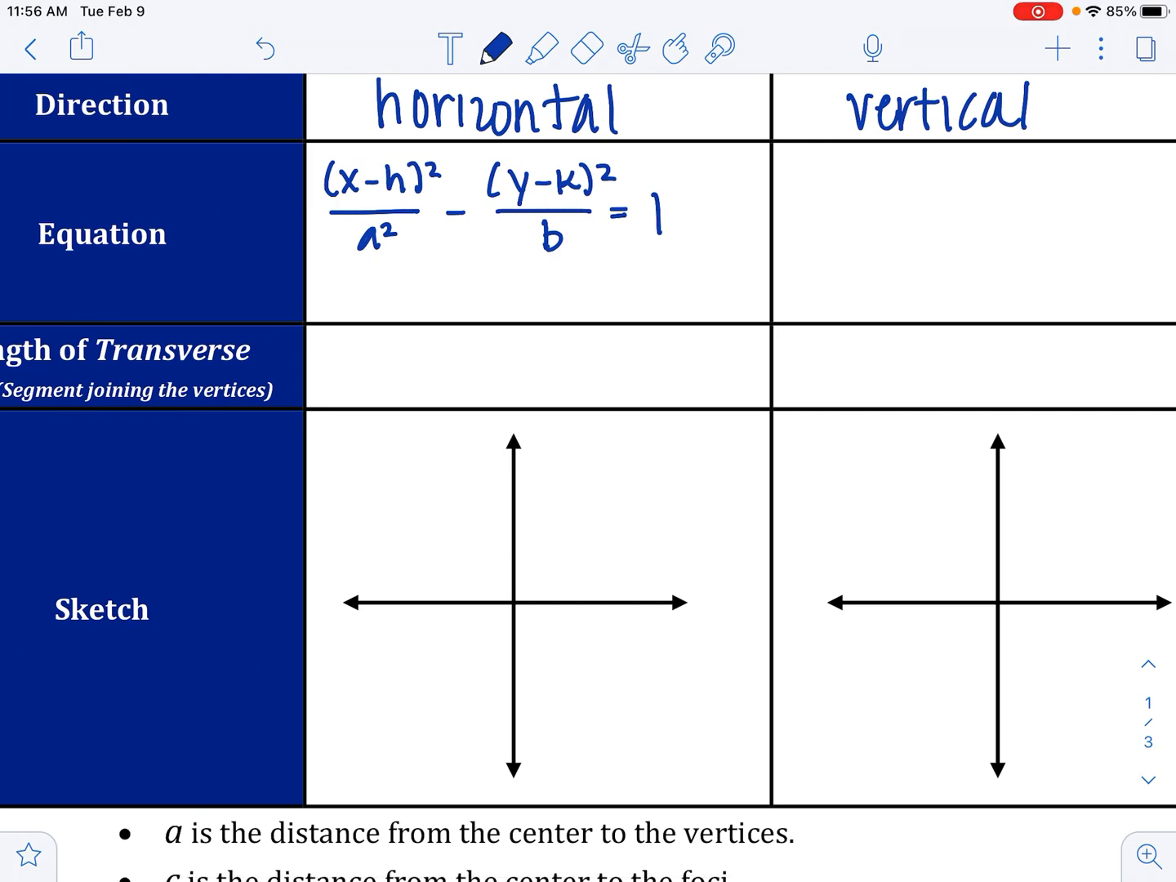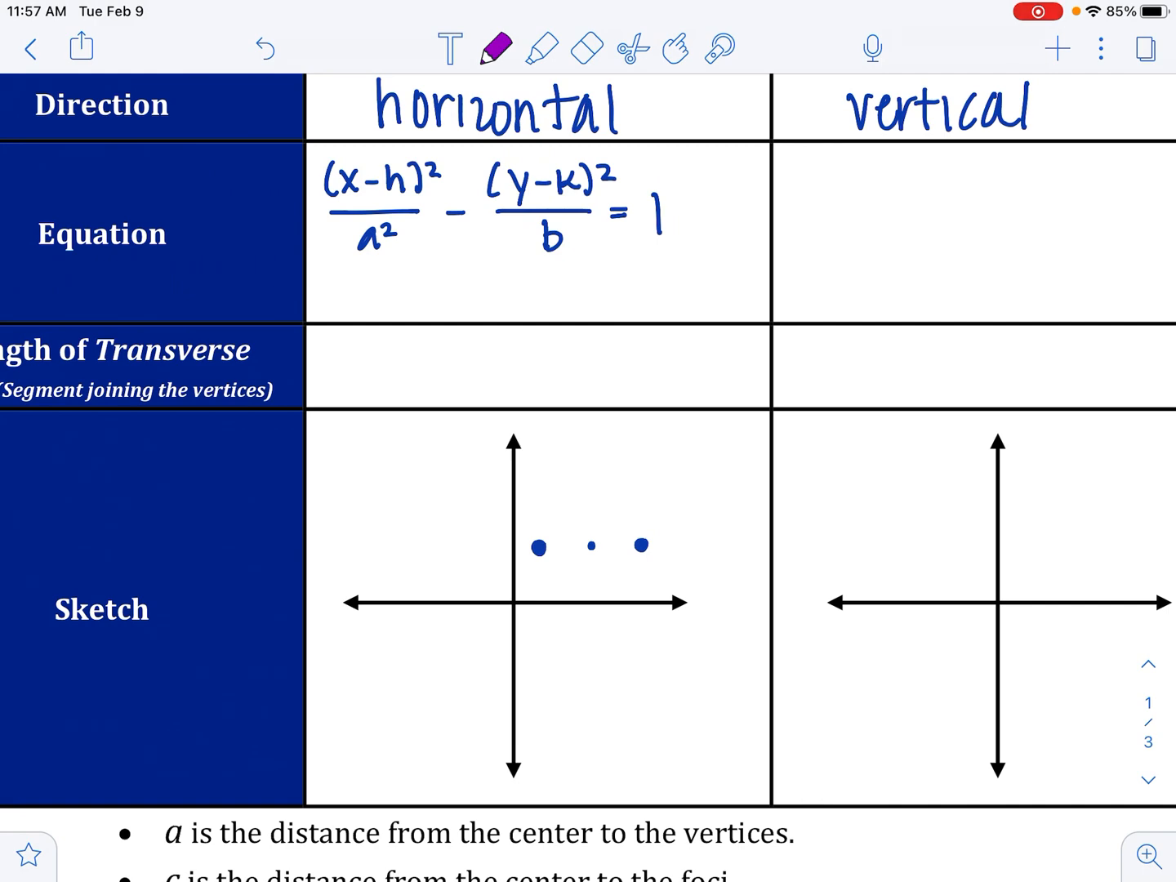The first thing you're going to do is graph your center. So let's say my center is right here, (h, k). Then what you're going to do is find a. a is the square root of this number, and you're going to count right and left, since it's horizontal, a units. So right a units, left a units. And I make those giant, because those are my vertices.